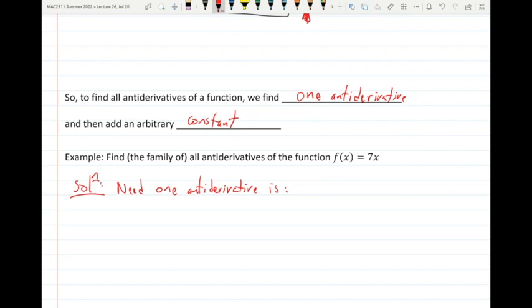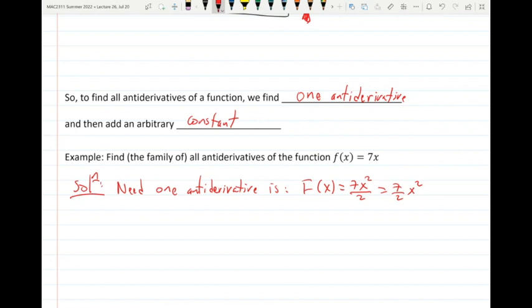Is it x to the 7th power? Well, when you take the derivative, that's 7x to the 6, so it doesn't work. Is it 7 over 2 times x to the 2nd power? What do you think? You can verify your answer. Take the derivative, and what do you get? You get 7x. So good. One antiderivative is 7x squared over 2, or if you want, 7 half x squared. Right now you're just using your knowledge from before, trying to undo whatever you can.